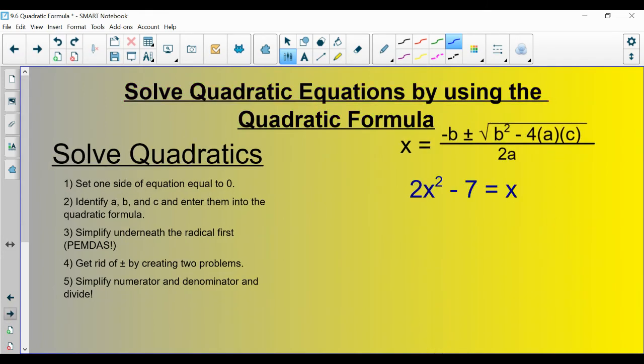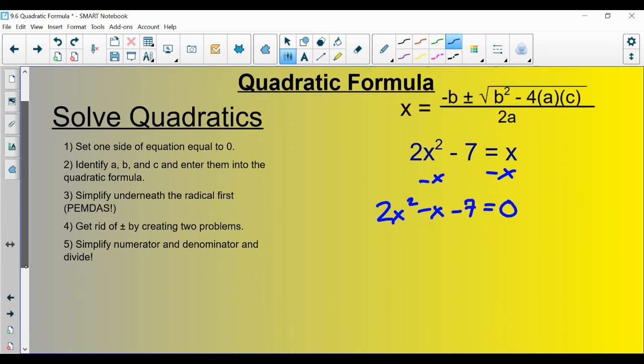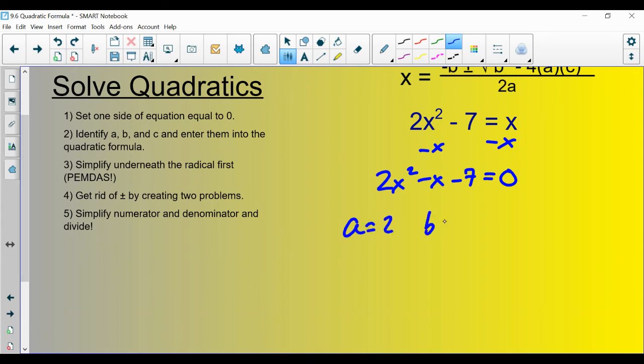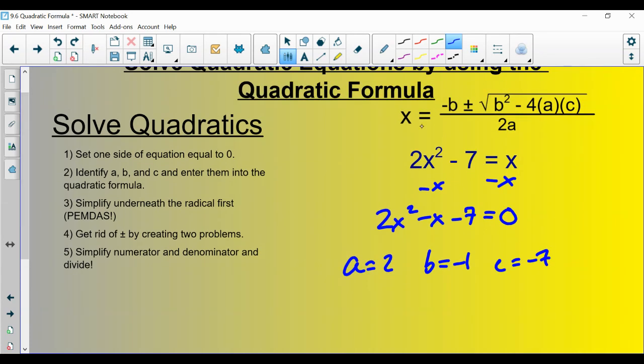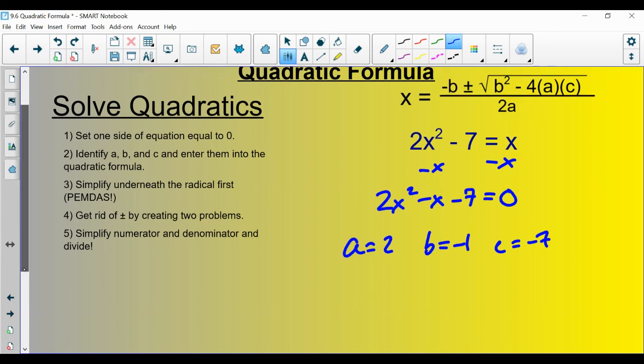Let's do one more of these to make sure we're understanding it well, and then I'll turn you guys loose to practice it. Here's the example. 2x squared minus 7 is equal to x. This one's a little bit different in that one side is not set equal to 0. So that's going to be your first step, to subtract x from both sides. So you have 2x squared minus x minus 7 is equal to 0. Now we can say, okay, the a is 2, the number in front of x is -1, so b is -1, and the c is -7. We're going to enter these numbers: 2 in for a, -1 in for b, and -7 in for c.